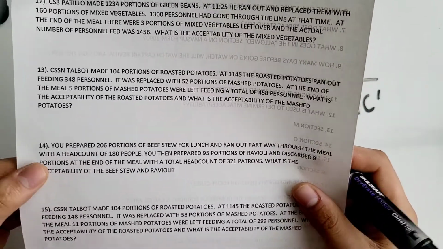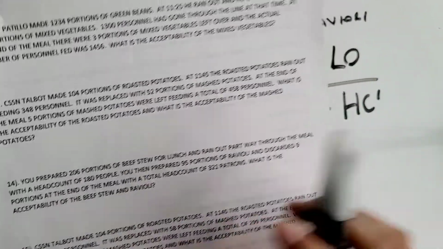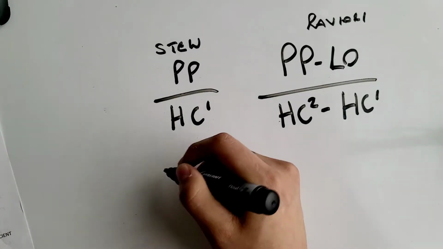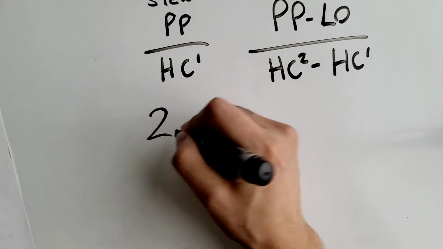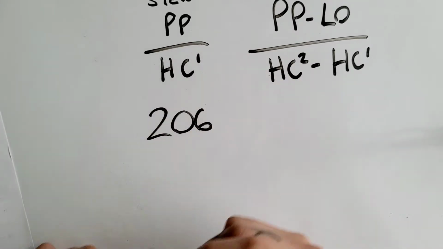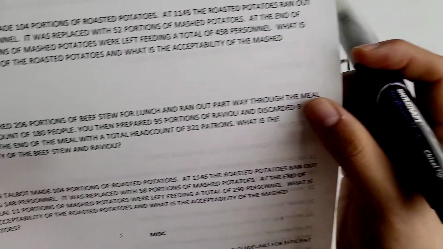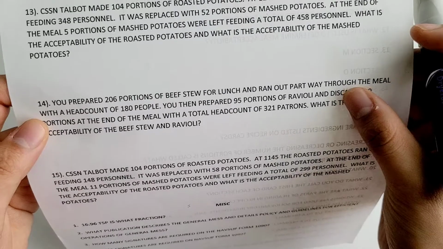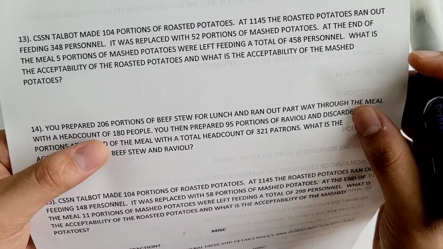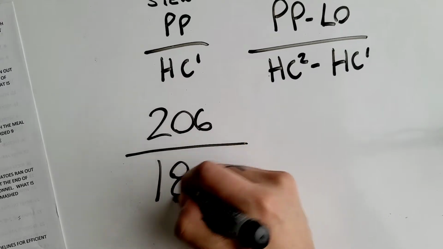So again, it says you prepared 206 portions of beef stew. So 206 divided by your first head count. So you ran out partway through the meal with a head count of 180 people. So that's your first head count, 180.